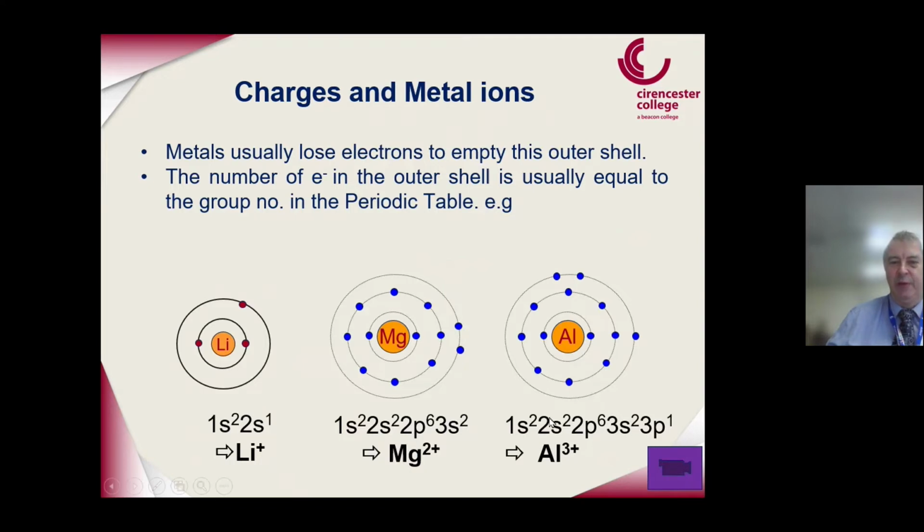And you can see they've got a new electronic configuration. This is their original electronic configuration, and so they would lose that. Lithium would become 1s2, magnesium would become 1s2, 2s2, 2p6, and aluminium would be 1s2, 2s2, 2p6, 3s, 2p6. It will lose those 3 electrons there. Although later you'll find that aluminium is a bit special sometimes.